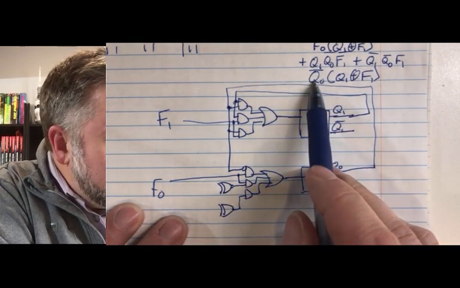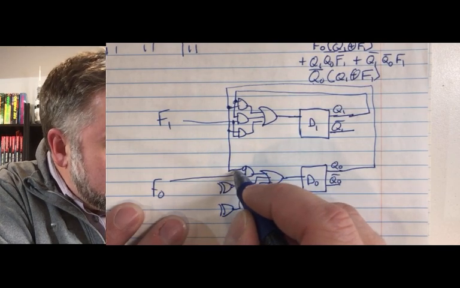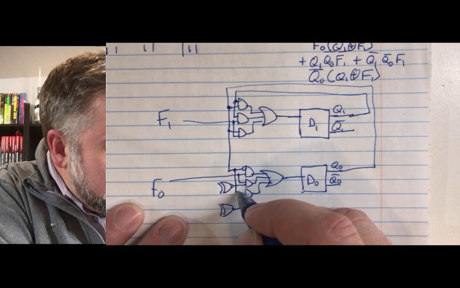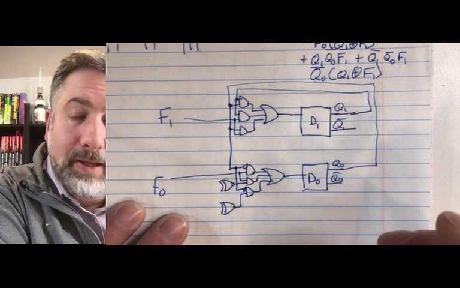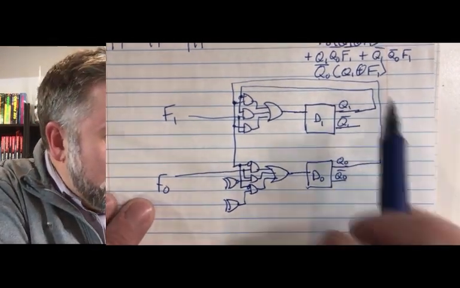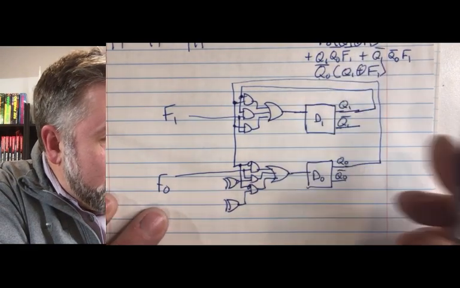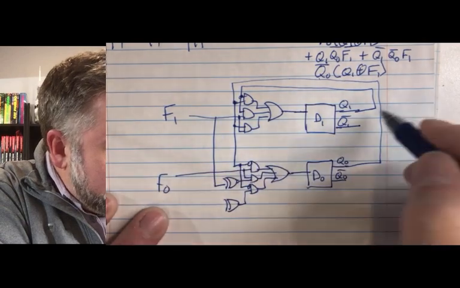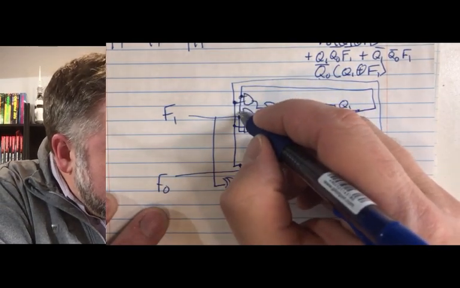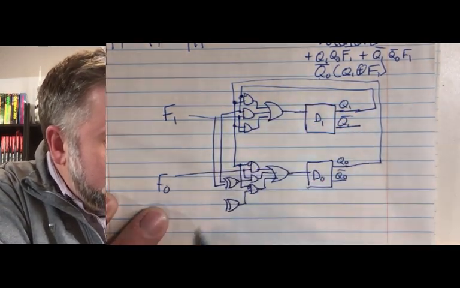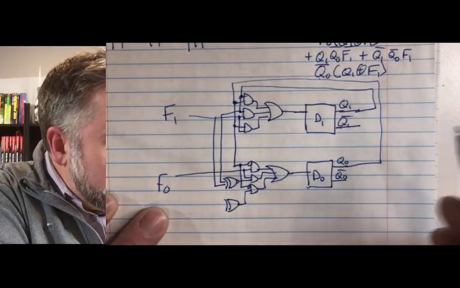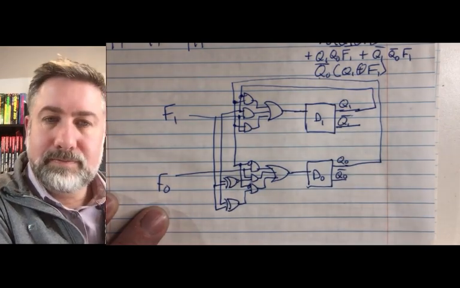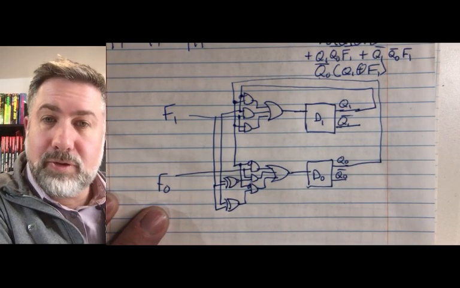And what did we say? Q0 bar is here. So this is Q0. We'll put this through like this, and then we'll invert it. It's getting messy, right? And then this exclusive NOR is Q1 and F1. So here's F1. And then Q1 was this one, first one here. Let's bring that one out like that. And then this one is Q1 exclusive OR F1. There you go. So that's the full circuit for the D flip-flops.